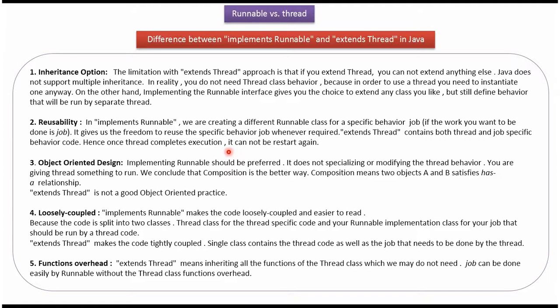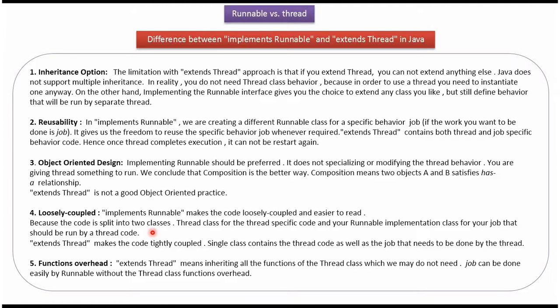Reusability. In implements Runnable, we are creating a different Runnable class for a specific behavior or job. It gives us the freedom to reuse the specific behavior whenever required. But in case of extends Thread, reusability is not possible. Object-oriented design. Implements Runnable is a good object-oriented practice. Extends Thread is not a good object-oriented practice.